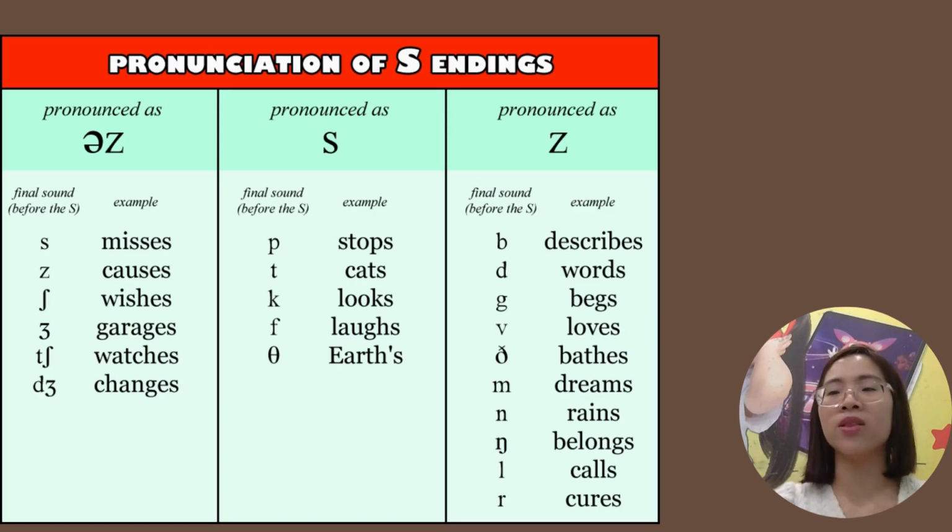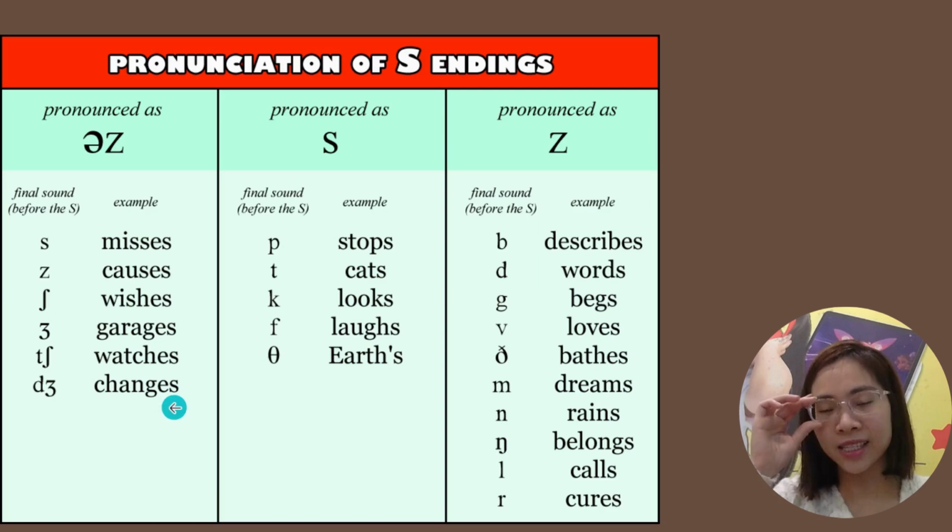Okay, and let's look at this table. If you want to remember them better, copy this table into your notebook and read it many times and also do many exercises to help you remember. Okay, let's look at here. We have the pronunciation iz, after sounds like s, z, sh, j, ch. For example here, Mrs., causes, wishes, garages, watches, or changes.